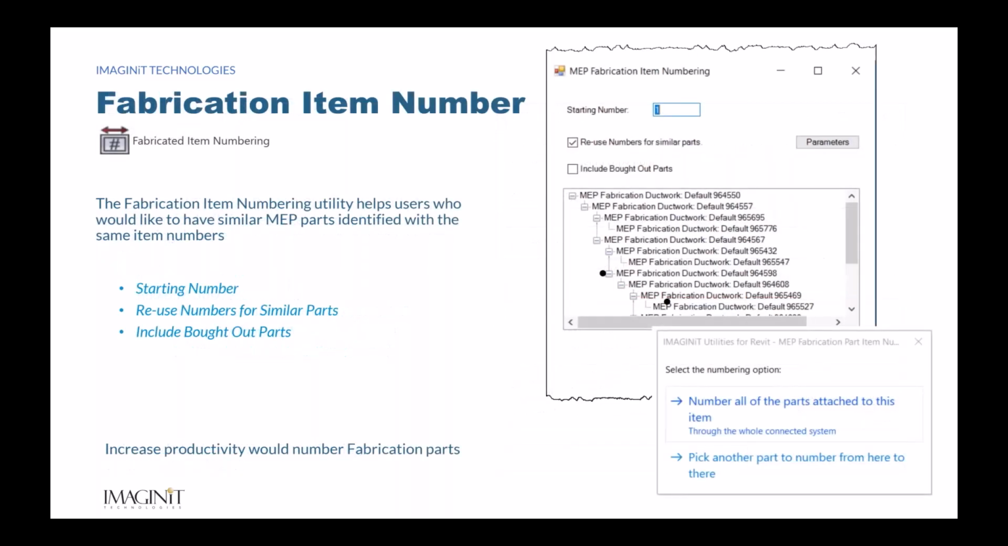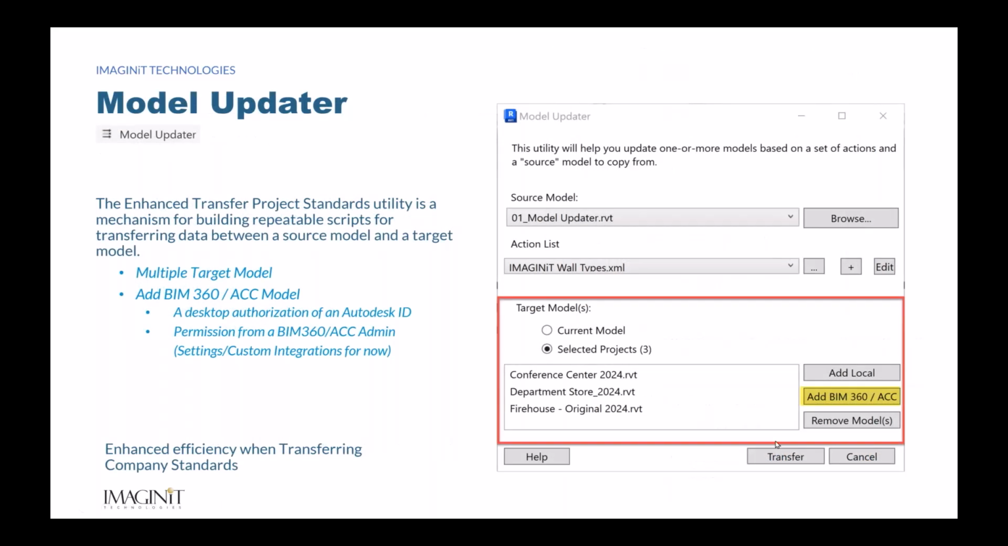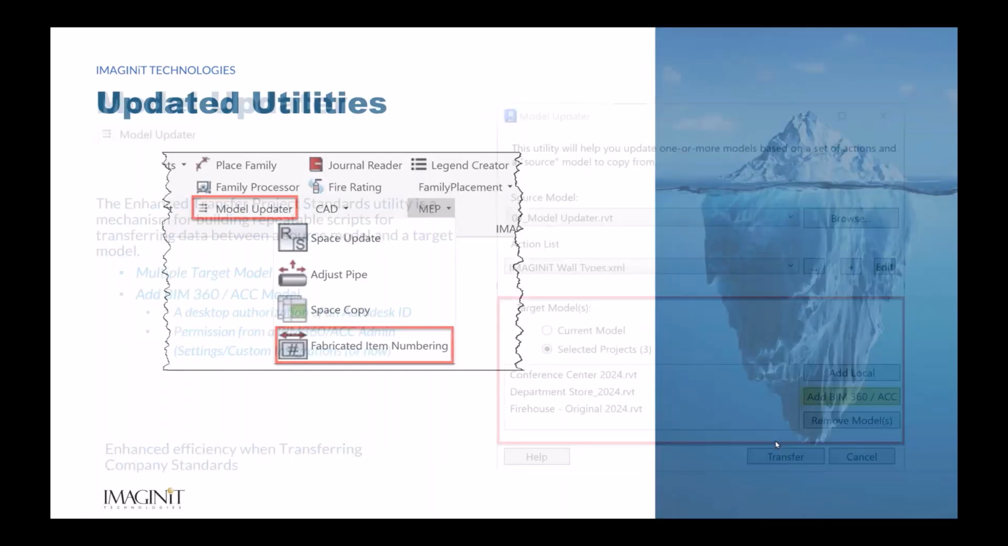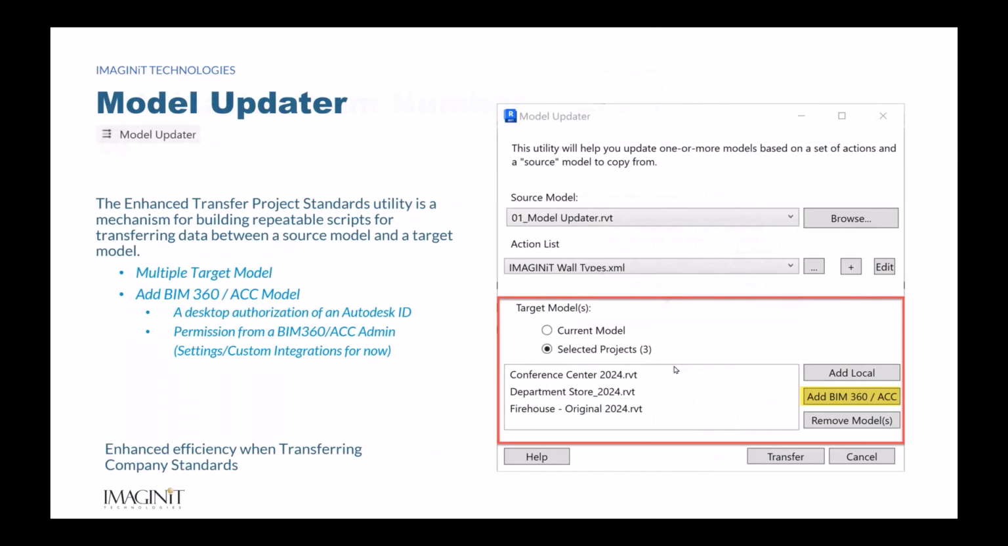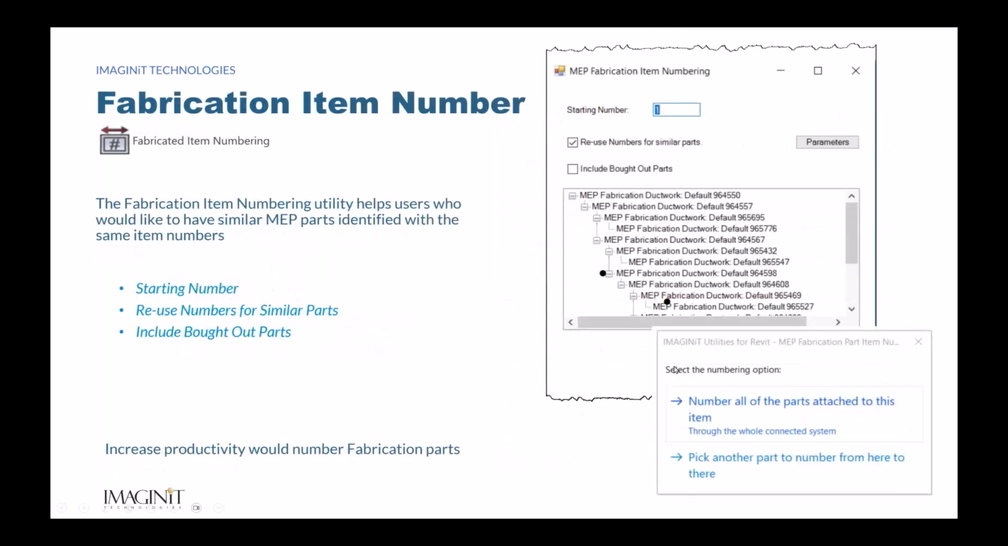When it comes to the fabrication item numbering, when you do it, it pops up and asks whether you want to number all of your parts or items, or pick things. It pops you up into a dialog box that allows you to set up what your number set sequence is going to be. Are you going to reuse numbers, or are you going to go about it without the parts?